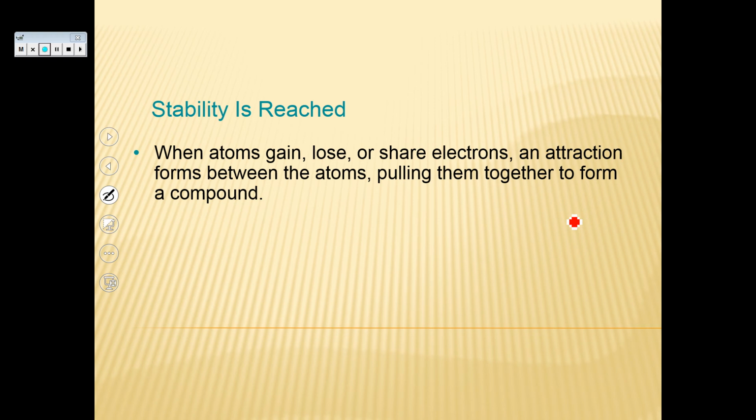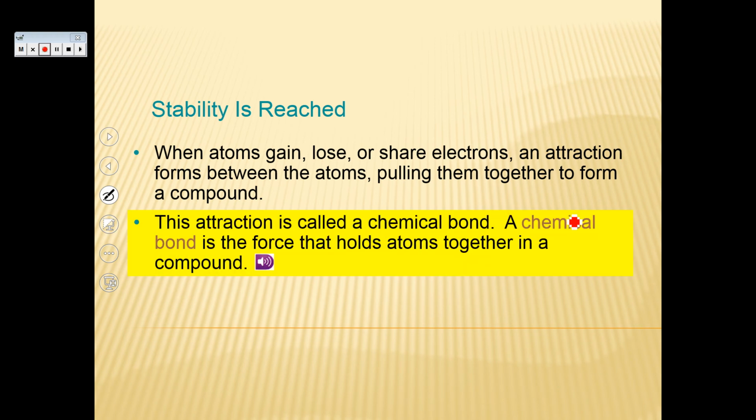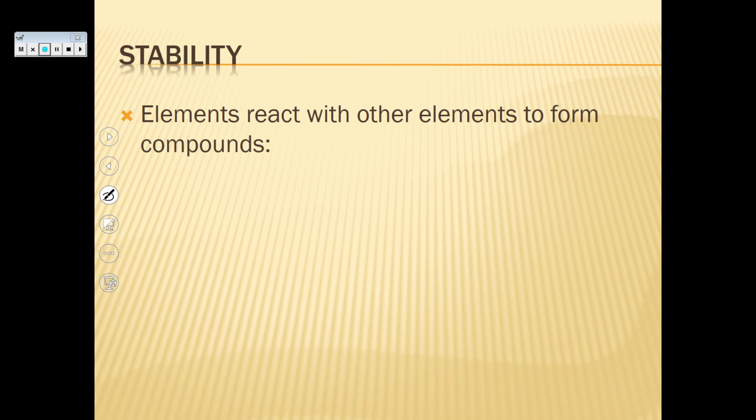Stability is reached. When atoms gain, lose, or share electrons, an attraction forms between the atoms, pulling them together to form a compound. This attraction is called a chemical bond. A chemical bond is the force that holds atoms together in a compound.